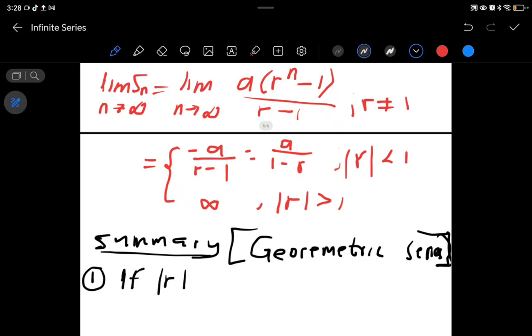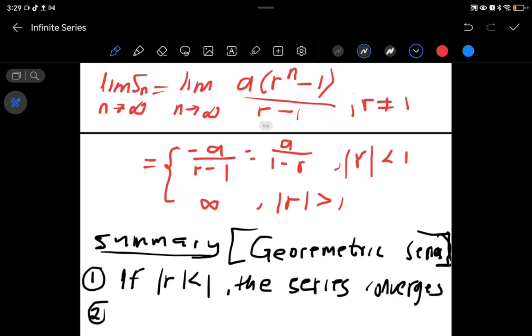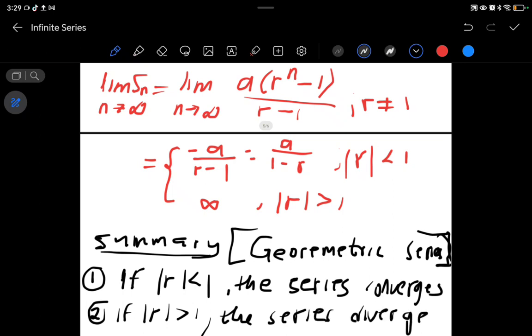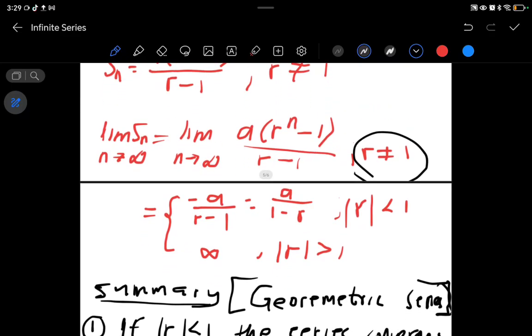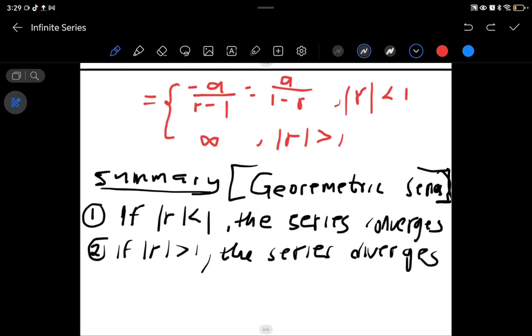So we say that if the absolute value of r is less than 1, the series converges. Then if the absolute value of r is greater than 1, the series diverges. And it will also diverge when this is equal to 1. Reason being, we know r is not supposed to be equal to 1. You see? So that will be the case.